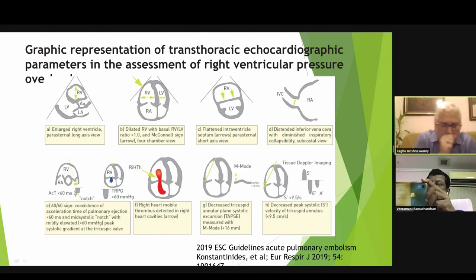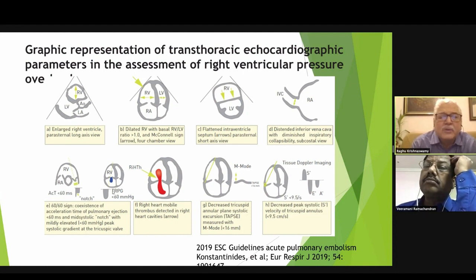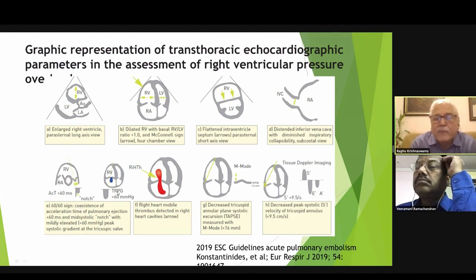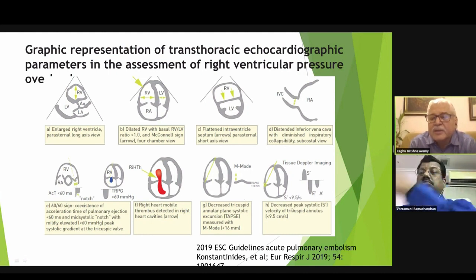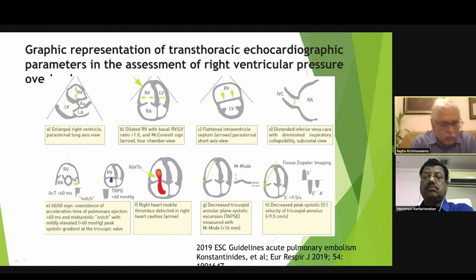And what is very typical in the 60-60 sign is the notch that you see in the early systolic period. There was one article in JASE which suggested that this notch can be a very, very important diagnostic tool, but there was an editorial which said that it is too early to suggest anything of that sort. Then, of course, the mobile thrombus, a decrease in TAPSE, and a decreased peak systolic velocity on the tissue Doppler of the right ventricular wall. So these are the various findings put in a nutshell in a schematic diagram, which anyone who does an echo in a suspected case should perform.